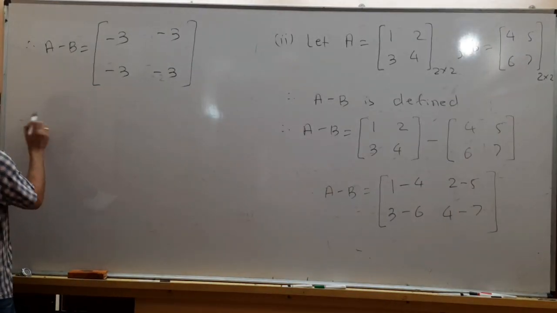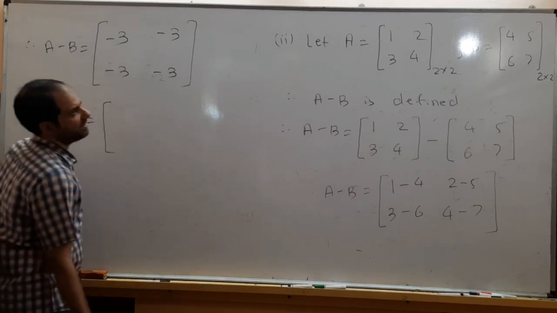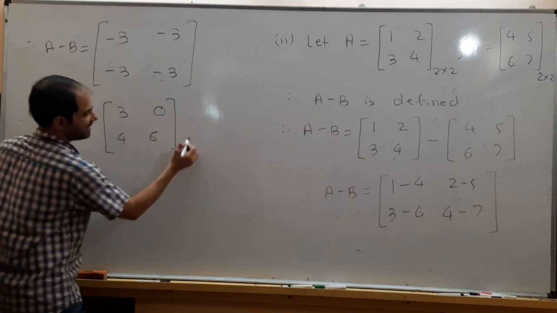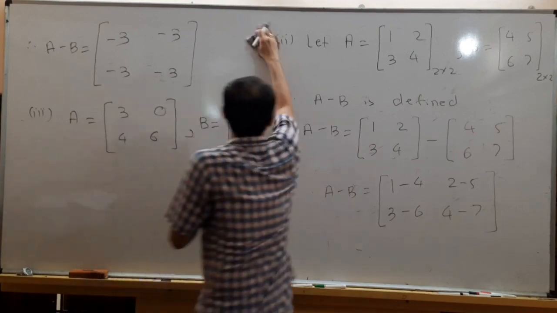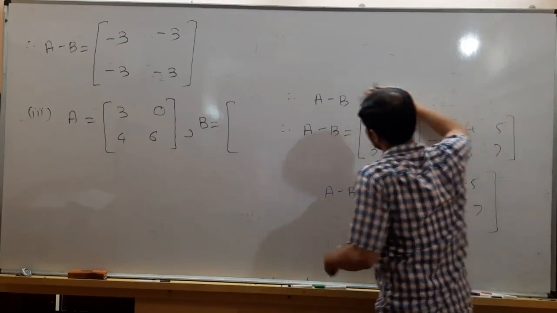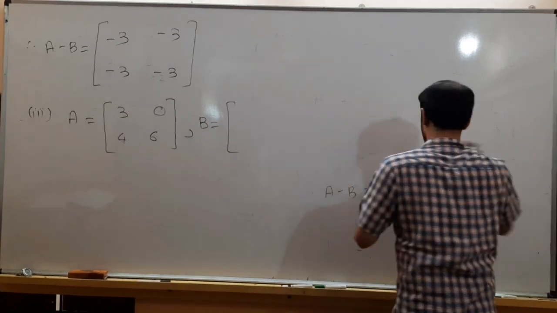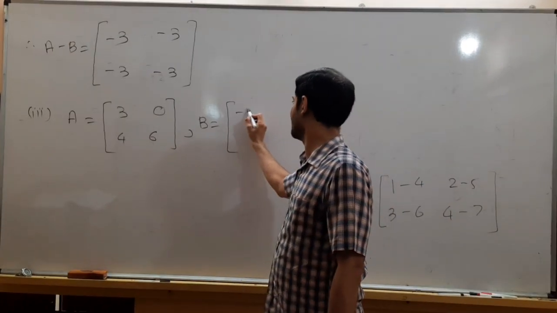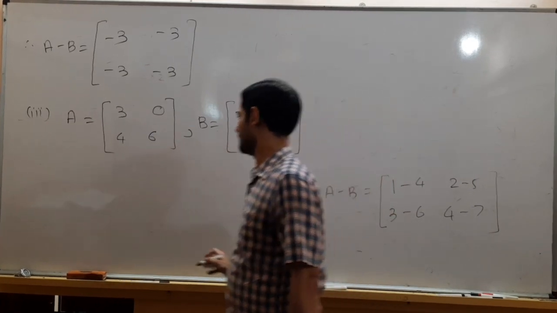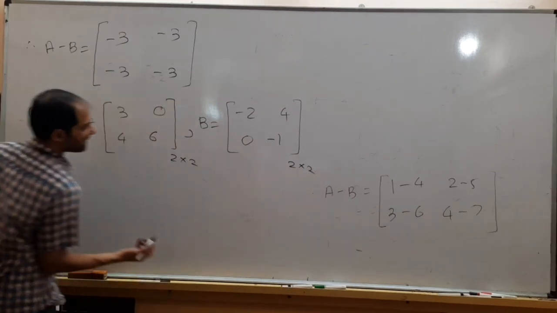Okay, now give me another example. We take another example. A is 3, 0, 4, 6, and B as -2, 4, 0, 1. Okay, I put it minus. A minus B. A is 2 cross 2. B is also 2 cross 2. So A minus B is defined.